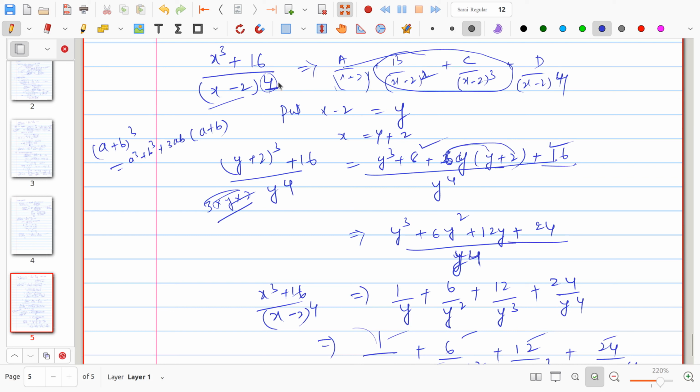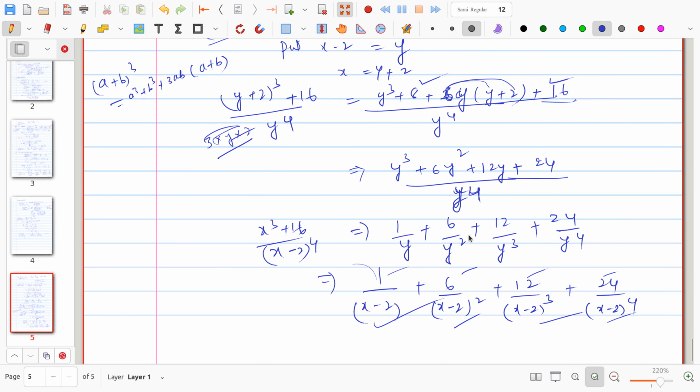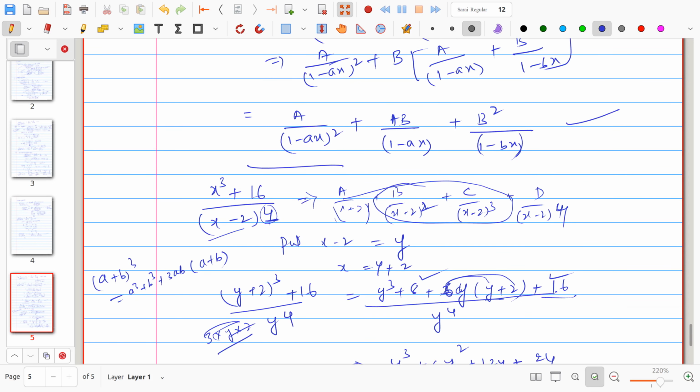Okay, when a higher degree is given, we have to assume x minus 2 as y, and the (a plus b) whole cube formula will come. Solving that formula and dividing each term by y to the 4, the equation comes, and again we put the value of y, then we get the values. Okay, this problem is very important. Just remember that when a high degree is given, the fourth power or a cube, you try to solve like this. When a high power is given, it is my suggestion to assume a value.